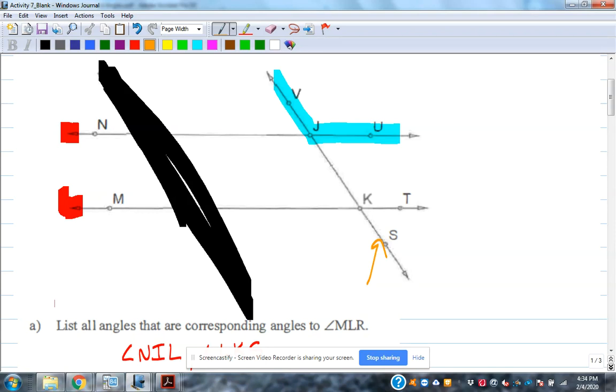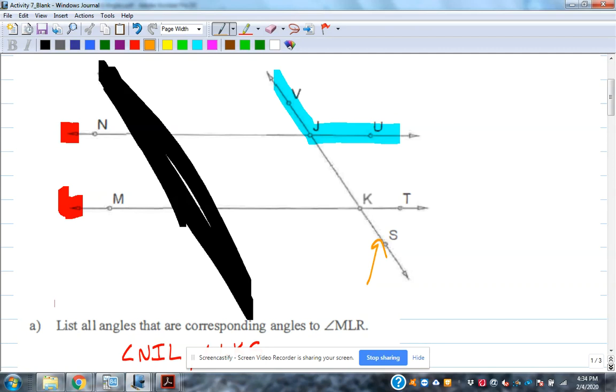There's an L right here, or you can name it MKS if you want to. That's the same angle. No, it's on this line, isn't it? So technically, it doesn't go away, even though it's on the other line too. It's still on this line, so you can name it MKS or LKS. Oh, would IJK?